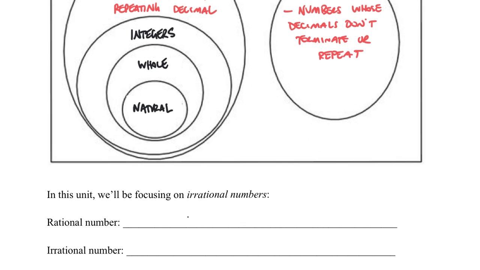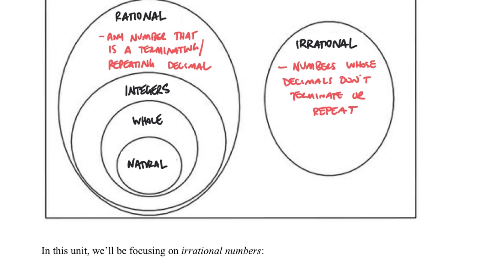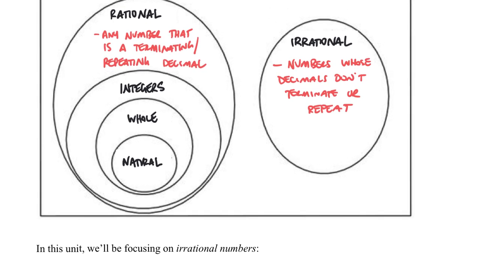Okay, and so those definitions, you could actually rewrite those definitions right there, but they're exactly the same definition. So your rational numbers are numbers that are terminating or repeating, and your irrational numbers are the ones that don't terminate or repeat. So what do I mean by that? Let's look at some examples.